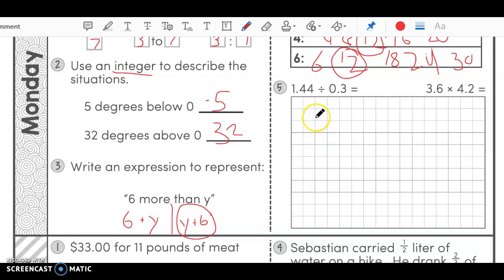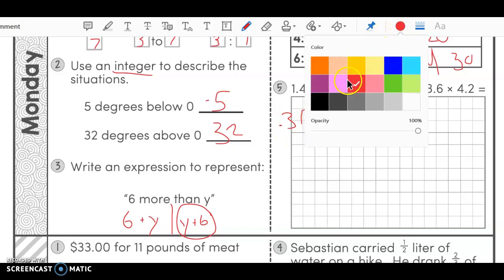Now when we look at number 5, we have 1.44 divided by 0.3. This one can be done by changing our colors. Yep, we don't want KU colors. Let's do black.